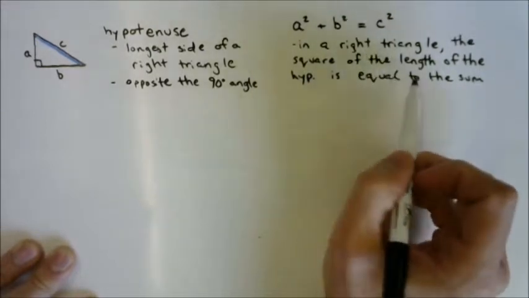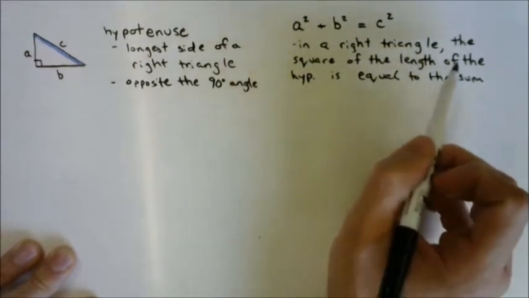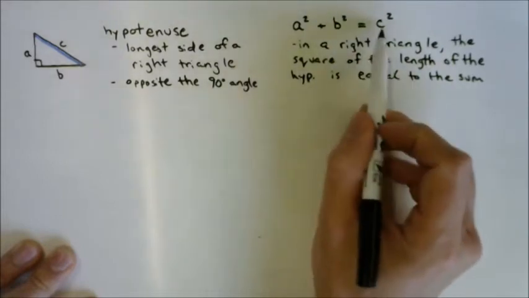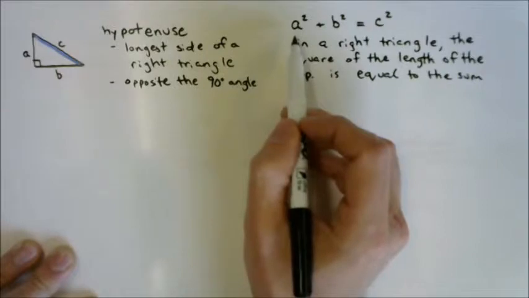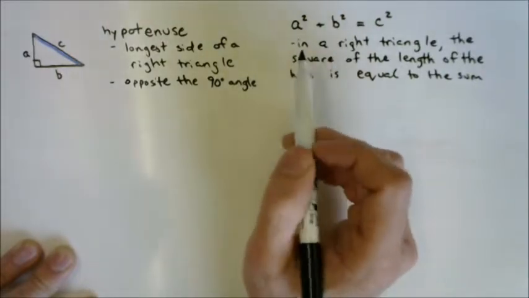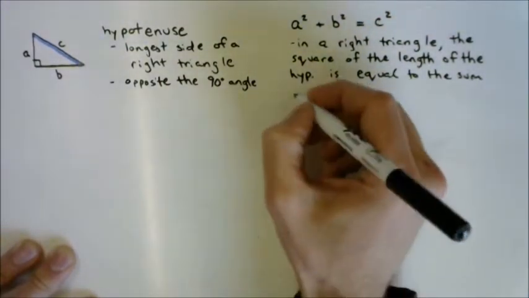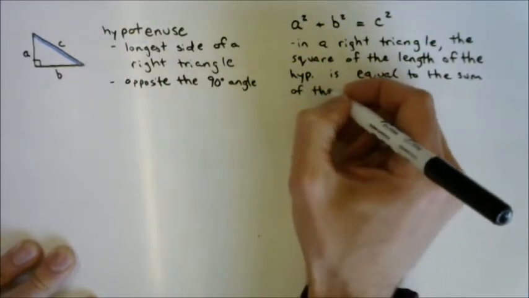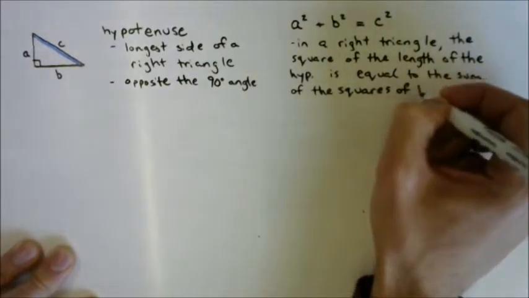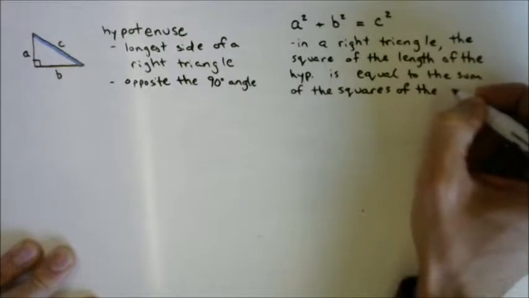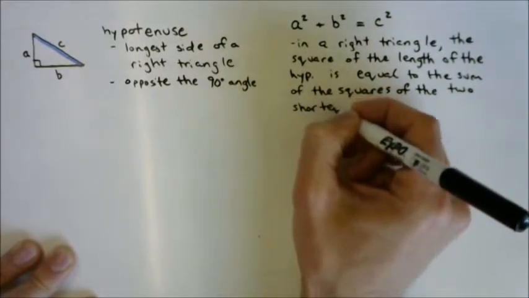Good. So did we use c squared in the first part of our definition? No, we didn't. So it's c squared. The square of the length of the hypotenuse, that's right here, is equal to the sum of the squares of the other two lengths, of the two shorter sides, because you have to square them first, of the two shorter sides.